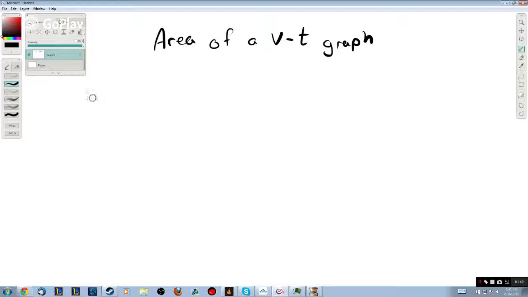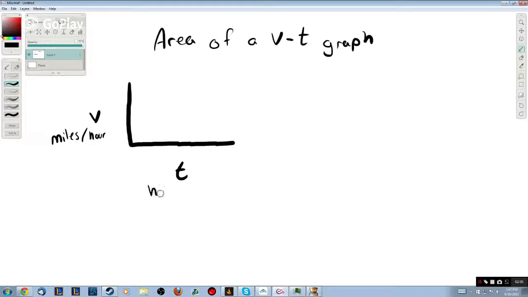So first we have to make a graph for us to get our information from. I'm going to say this velocity here is going to be miles per hour, and this time will be, let's just say, hours. So these are our units. Now we make our increments here.